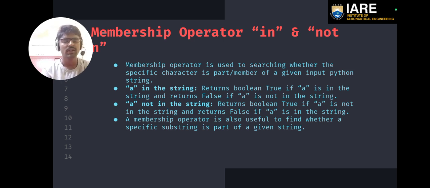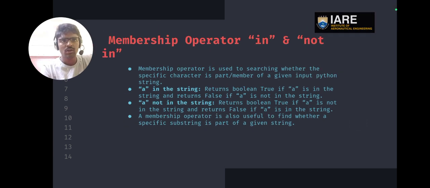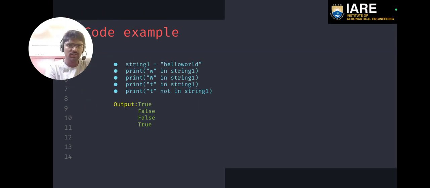A not in string basically returns boolean true value if there is no a in string, but returns false if there is a in string. A membership operator is useful to find whether a particular string is present in a string. So here is a code example.